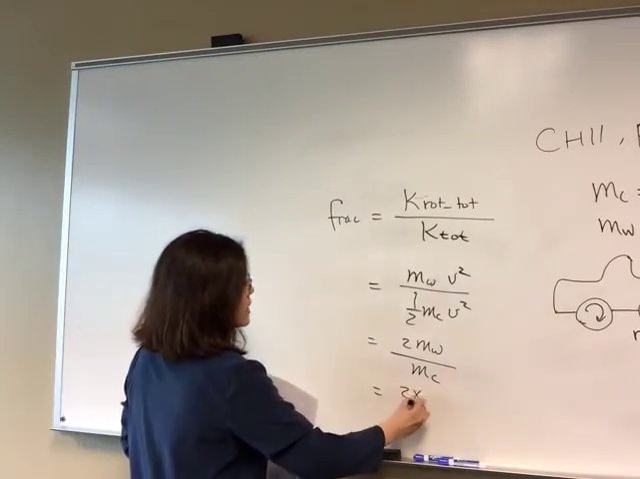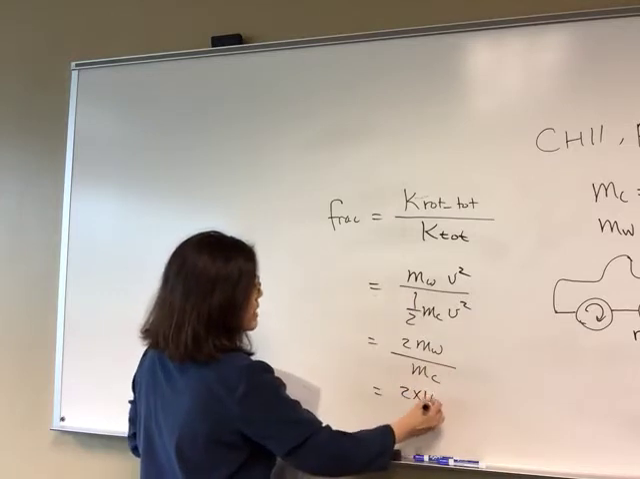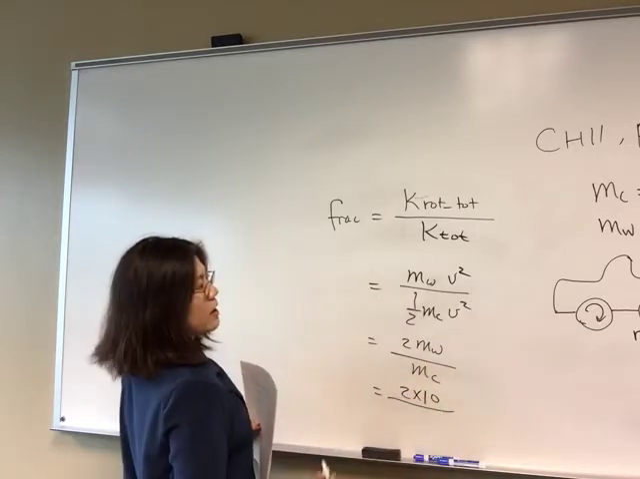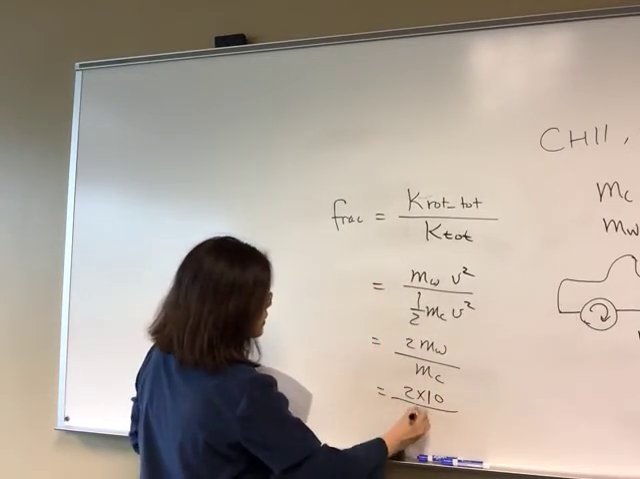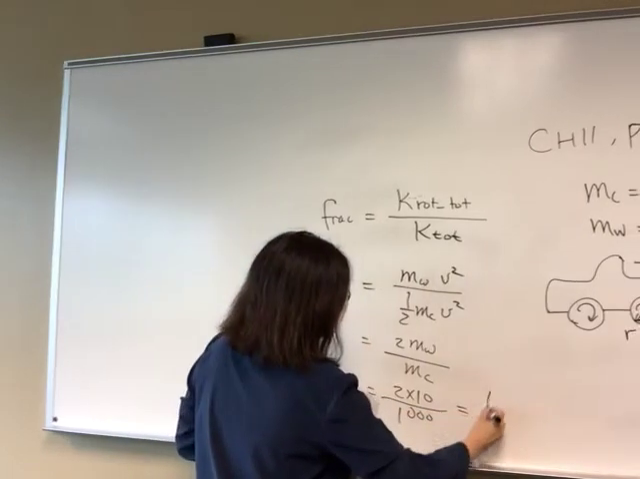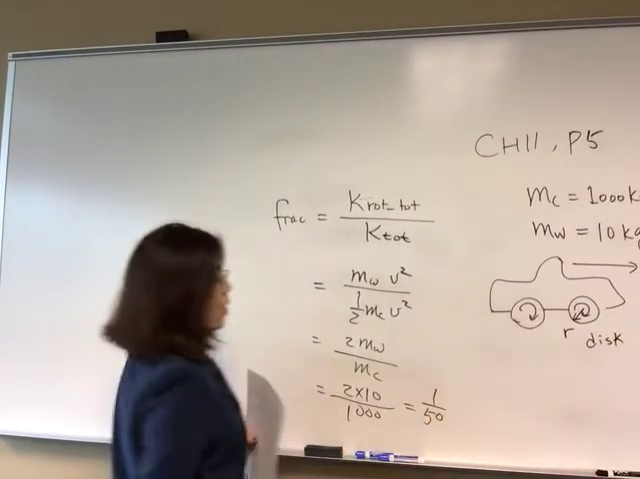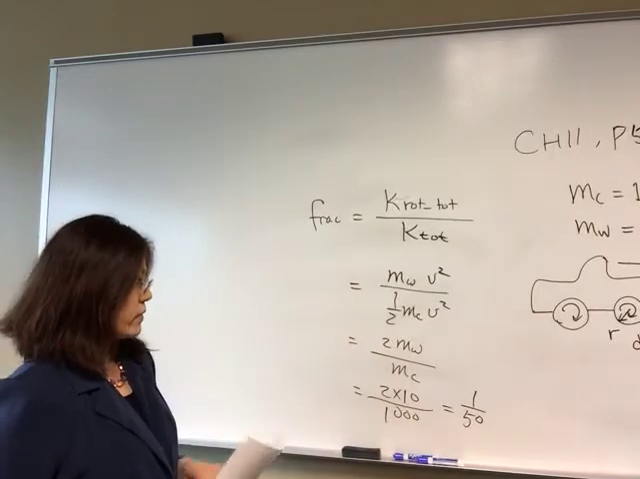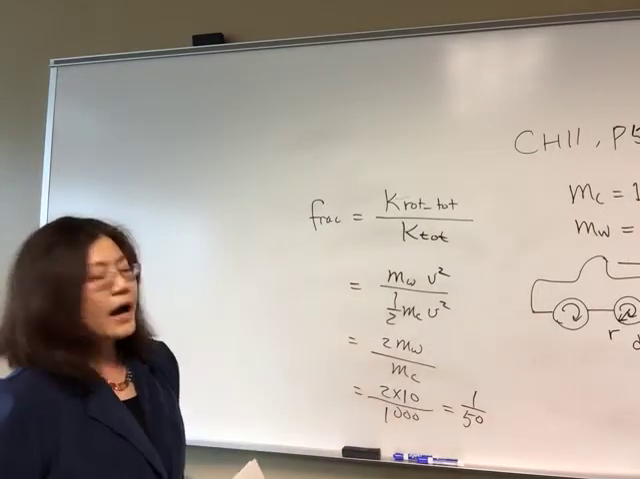So 2 times the mass of the wheel is 10, and the mass of the car is 1,000. So what we have here is that the fraction is 0.02, so it's 1/50th. Okay, so that's basically how you calculate.